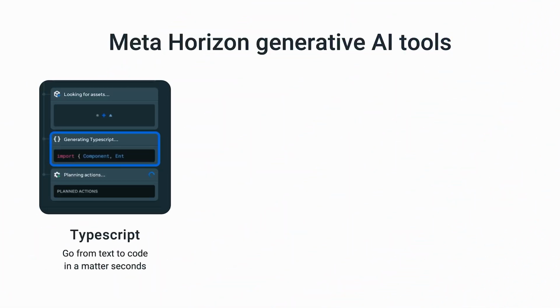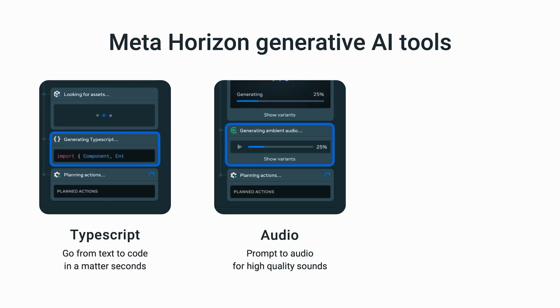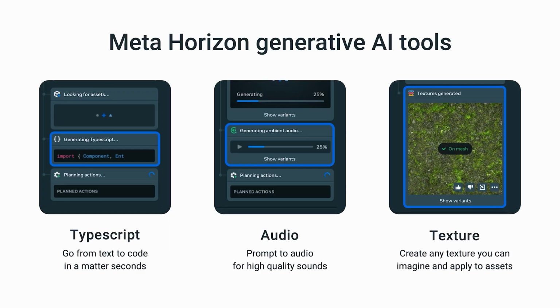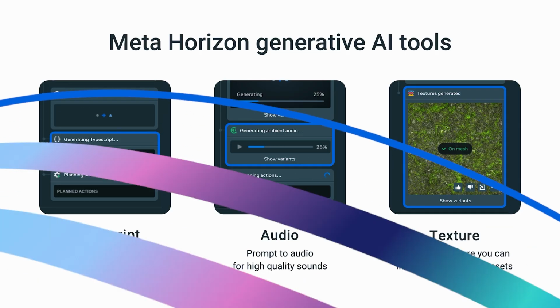The world's desktop editor initially launched with these three AI tools. First is TypeScript generation. This tool creates TypeScript code using generative AI. Second is audio generation tools, which include sound effects audio generation for AI-generated effects that bring your world to life, and ambient audio generation for AI-generated ambient audio, great for making your world feel extra immersive. Third is texture generation, a super easy way to use AI to retexture assets.